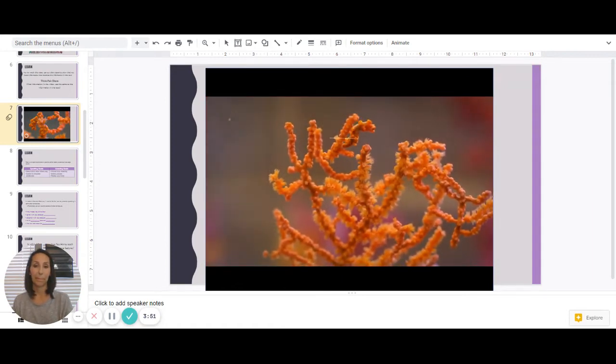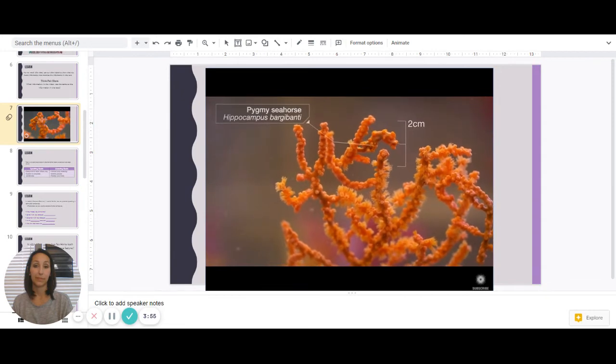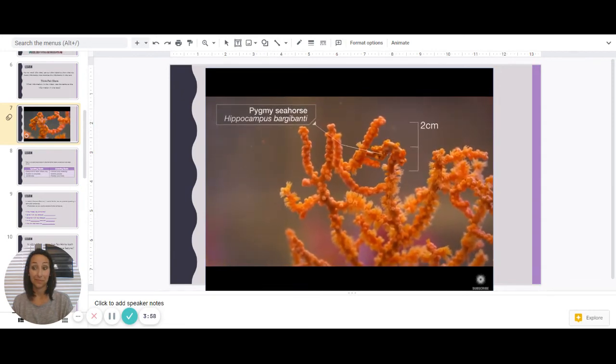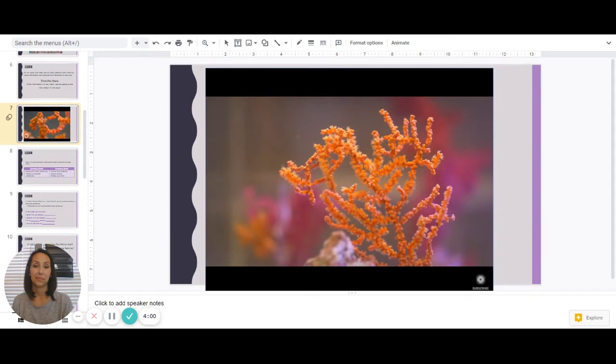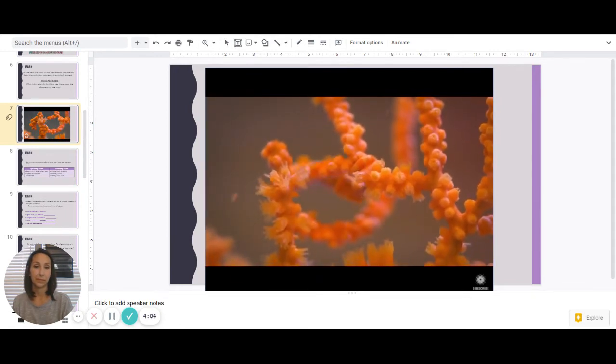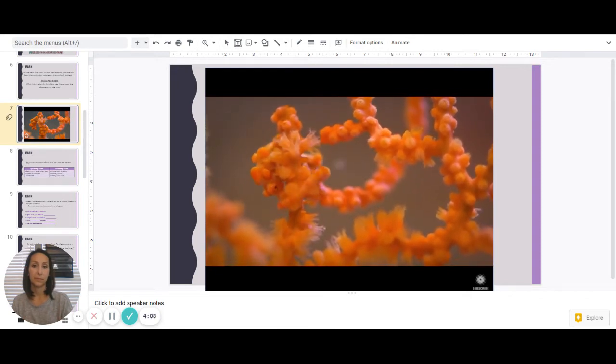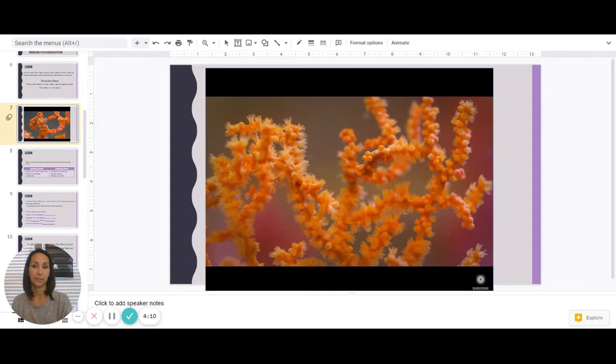This is a pygmy seahorse. It's one of the smallest species of seahorses in the world, smaller than a paperclip. Camouflage is critical to their survival. It's how they hide from predators. The seahorses are too small and too fragile to make it on their own, so unless they find a place that they fit in perfectly, they'll die.